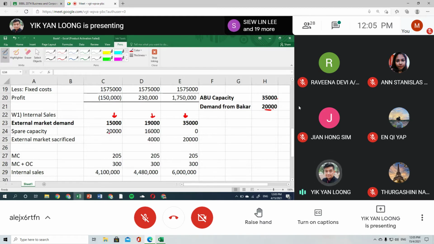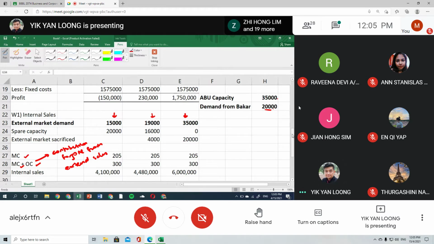Now, for those transferred using spare capacity, the transfer price will be based on the marginal cost only, which in this case is 205. All right? For those that are not, you still need to calculate the opportunity cost. Now, the opportunity cost here is actually your contribution foregone from external sales.